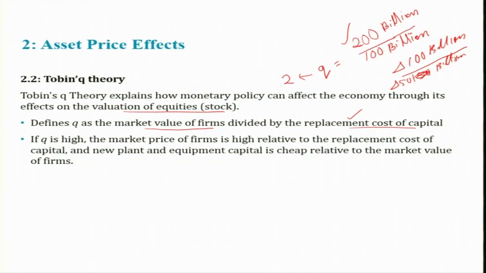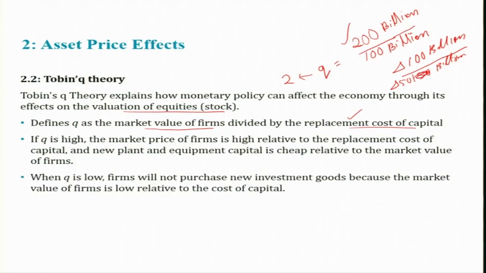Conversely, if Q is low, the firms will not purchase new investment goods because the market value of firms is low relative to the cost of capital. When Q is less than 1, the market valuation is less than the replacement cost of this capital. So, let us come to the crux of this discussion. What is the main point here? Suppose there is an easing of monetary policy.